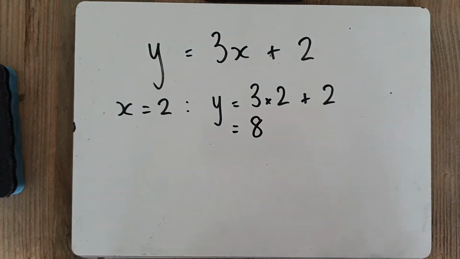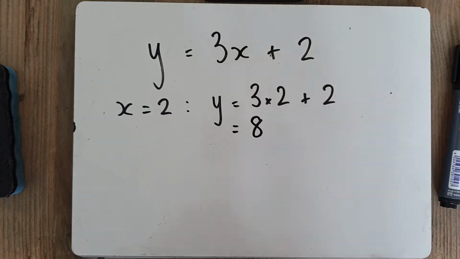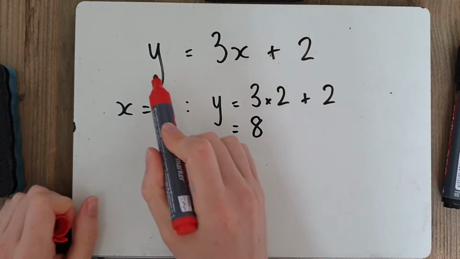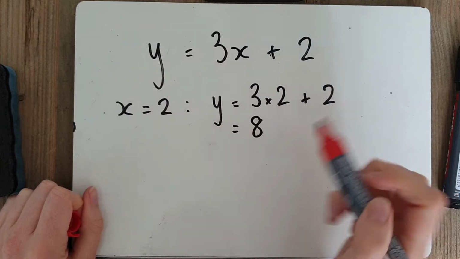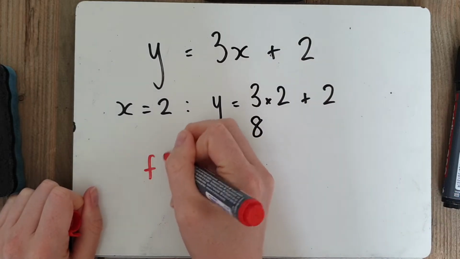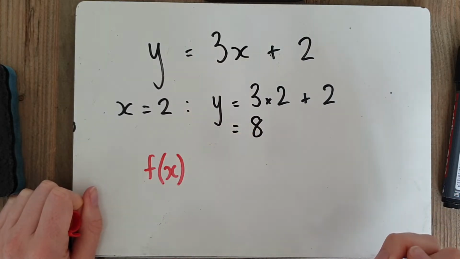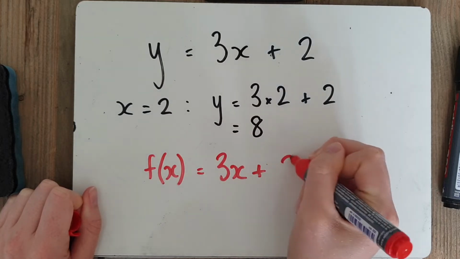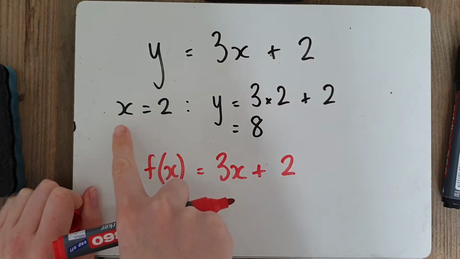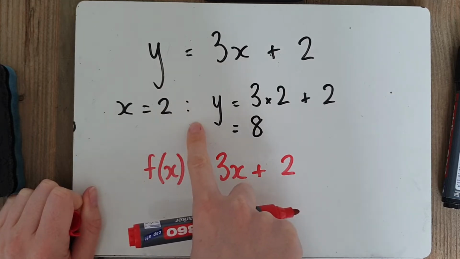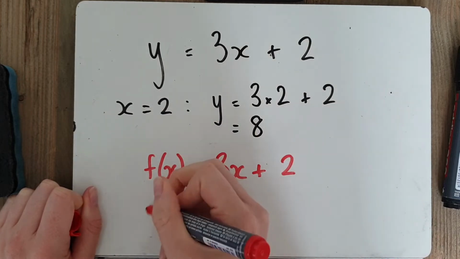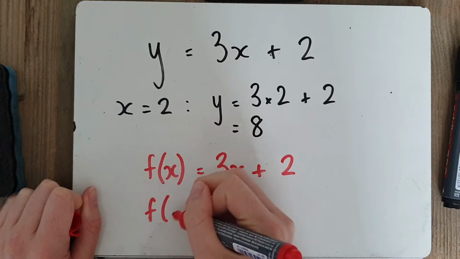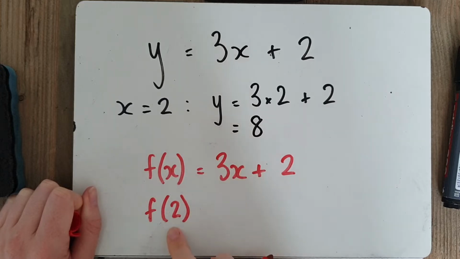If we use slightly different notation, so if we use function notation, instead of calling this y, I would say it is a function of x. So I would say f of x equals 3x plus 2. And then instead of doing x equals 2 and working it out, I could achieve exactly the same thing by saying f of 2.